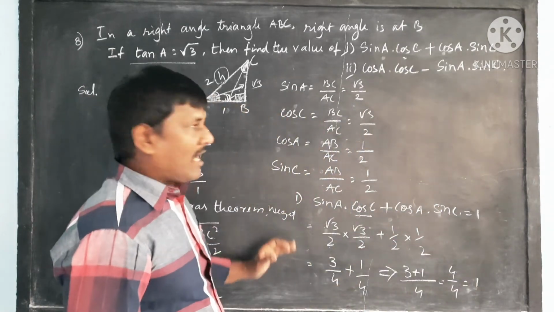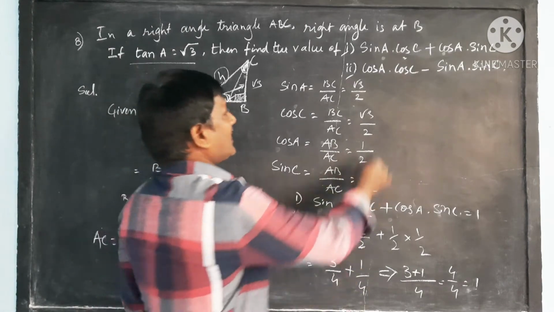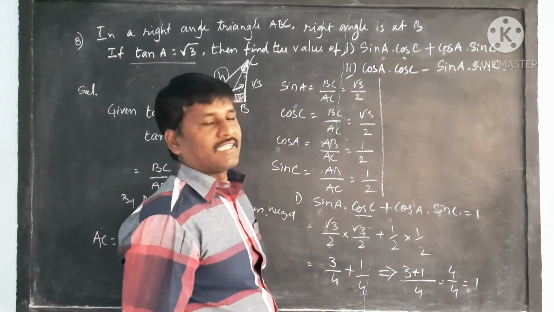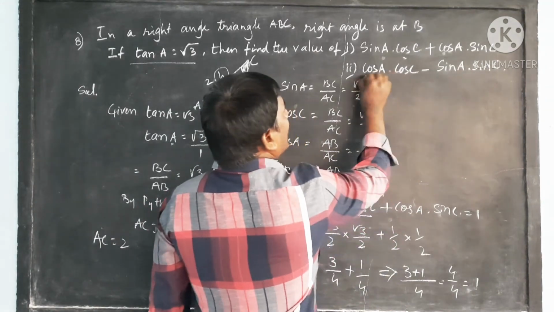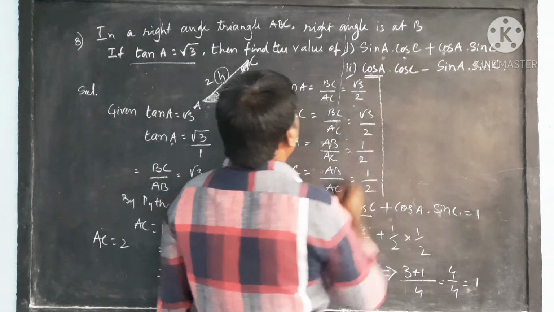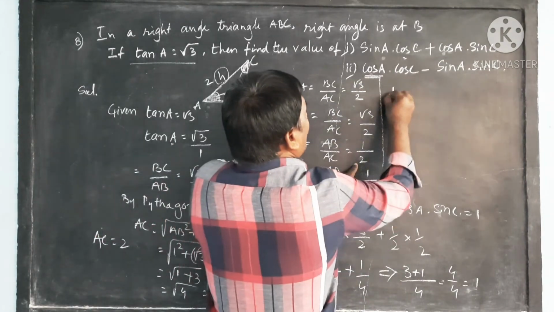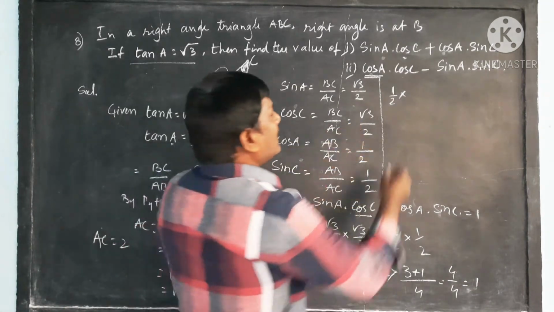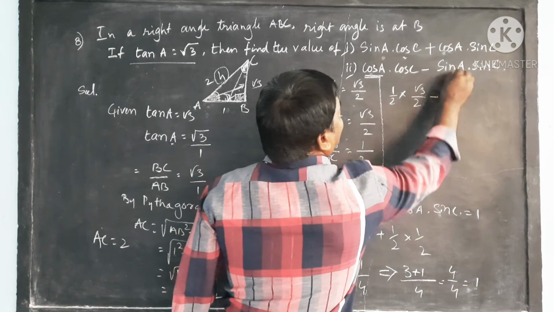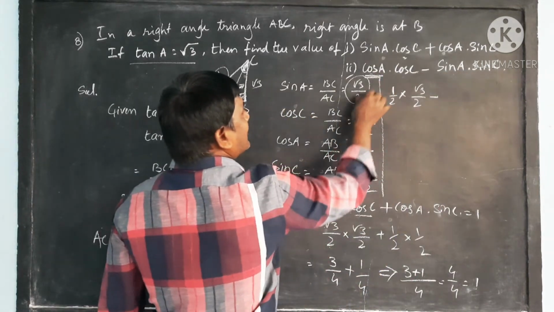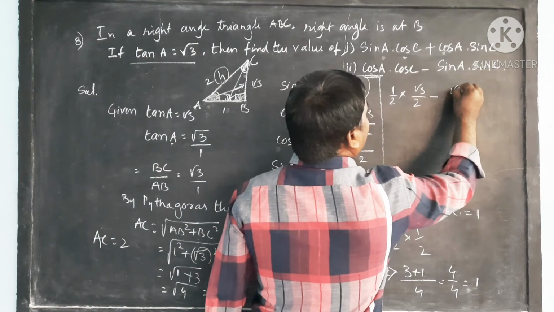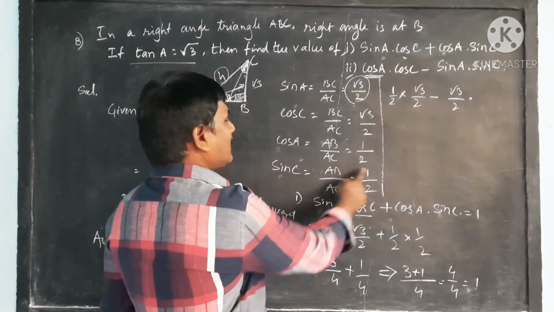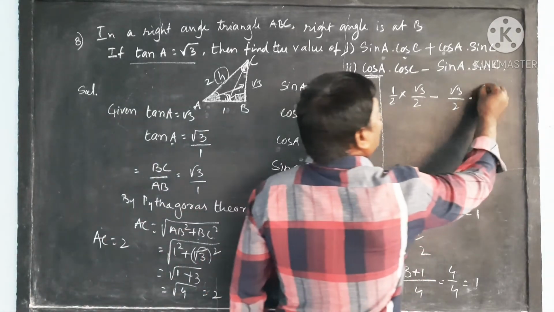Now you have to find the value of the second expression, that is cos A into cos C minus sin A into sin C. Let us substitute the values. Cos A is 1 by 2, into cos C, that is root 3 by 2, minus sin A, that is root 3 by 2, into sin C, that is 1 by 2. Sin C is equal to 1 by 2.